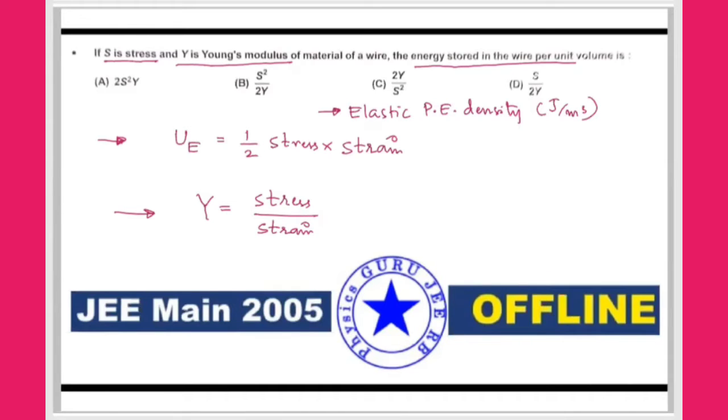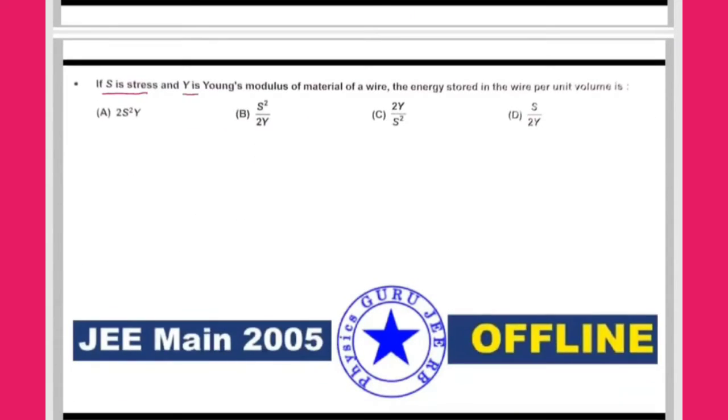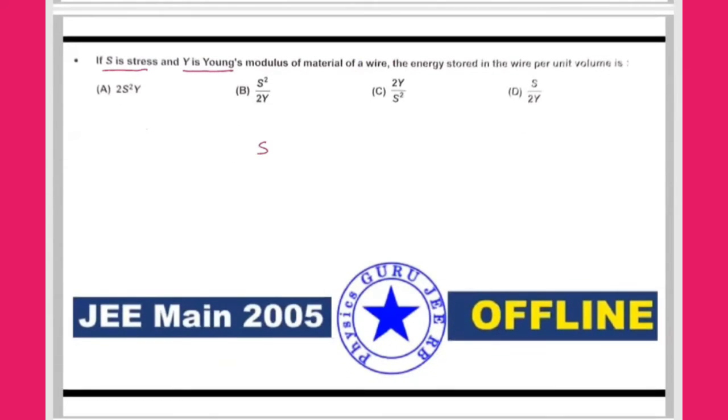Right? Stress divided by strain. Next, we can directly take strain equals stress divided by Young's modulus. Here the stress is given as S according to the problem, and Young's modulus is Y. So strain is equal to stress S by Y.